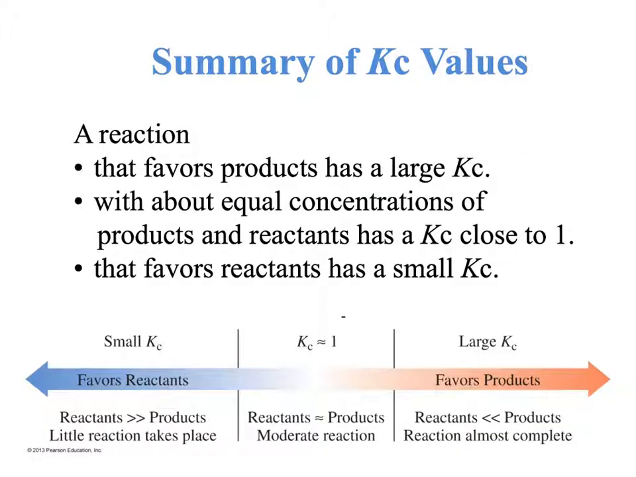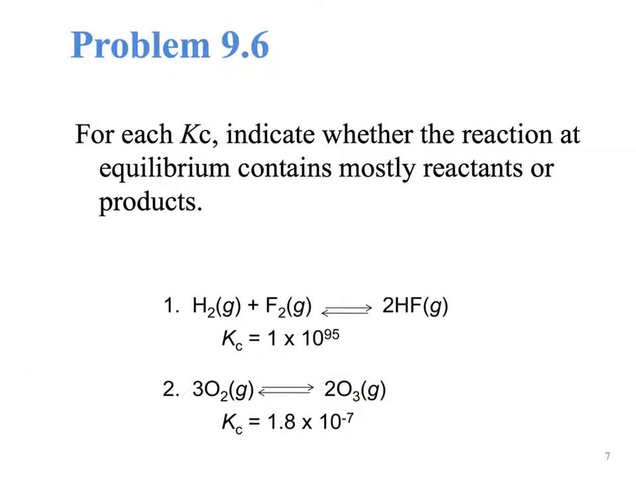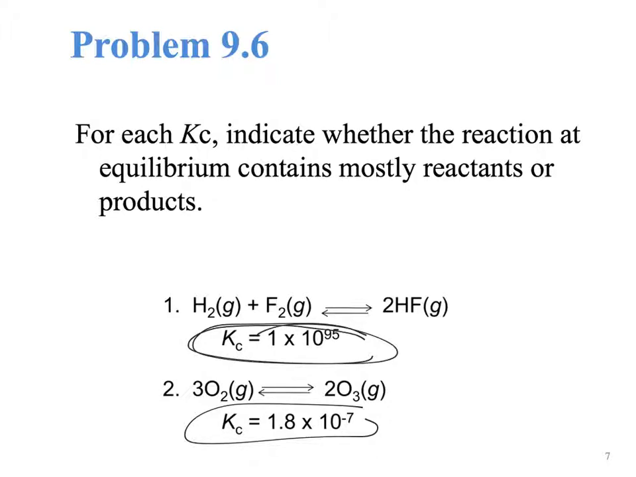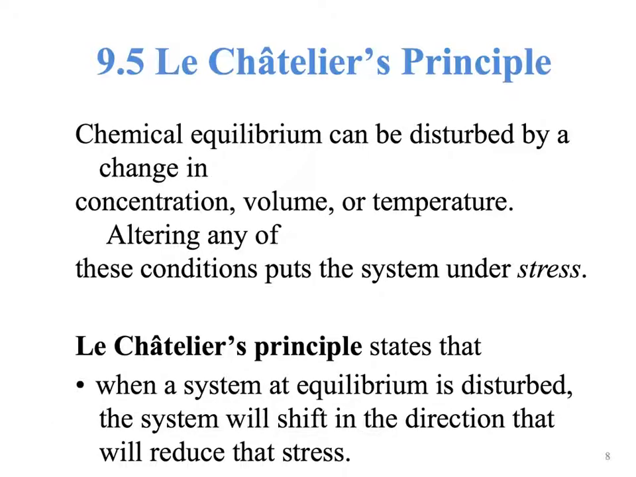So as a summary, if Kc is close to 1, the concentration of the reactants and the products in equilibrium are similar. If it's small, the equilibrium favors the reactants, and if it's large, the equilibrium favors the products. So given these two equations and the Kc values, let's see which one gets favored. Well, in this case it's really large, so the products are favored in this equilibrium, and this one is really small, has a negative exponent, so the reactants are favored in this equilibrium.